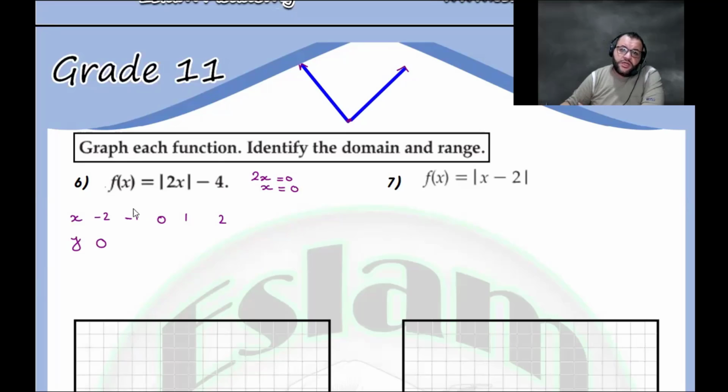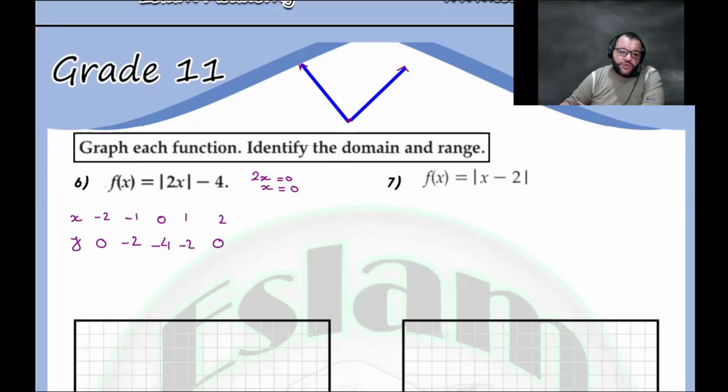I forgot. 2 times -2 equals -4 outside the absolute value. It will be 4 minus 4 equals 0. 2 times -1 equals -2 outside the absolute value. It will be 2 minus 4 equals -2. 2 times 0 equals 0 minus 4 equals -4. 2 times 1 equals 2 minus 4 equals -2. 2 times 2 equals 4 minus 4 equals 0.